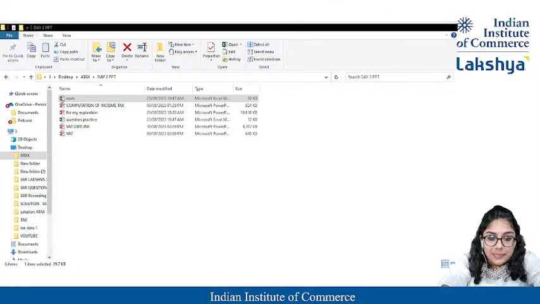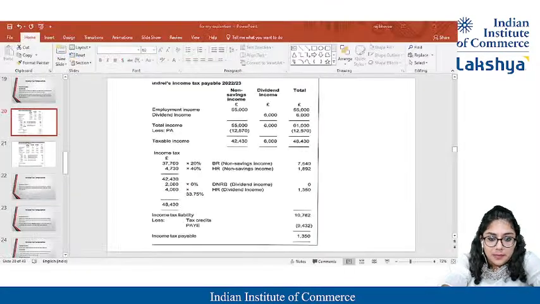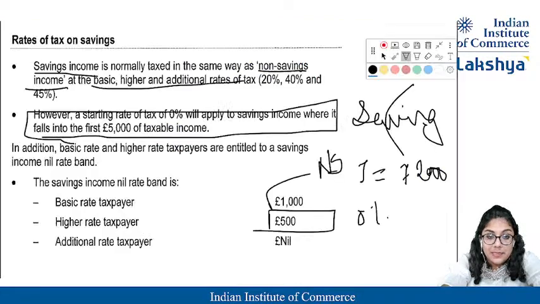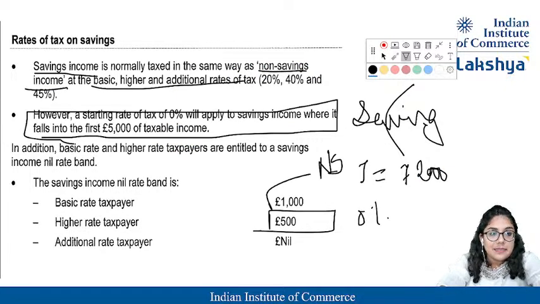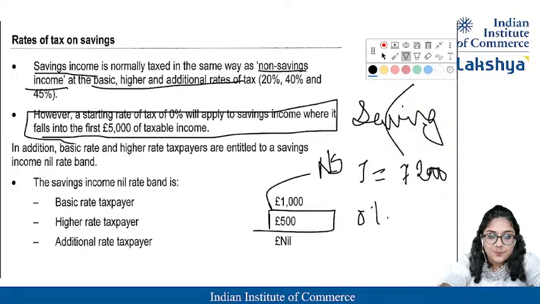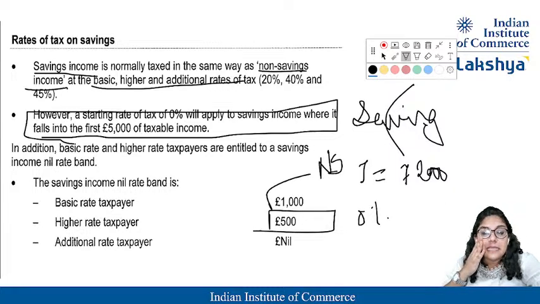Guys, now when you read, you will understand, I hope. In the savings, saving is normally taxed as a non-saving only, same way 20, 40, 45. However, a starting rate of 0% will apply to saving when its first 5,000 is taxable. For the first 5,000, you are having 0%.